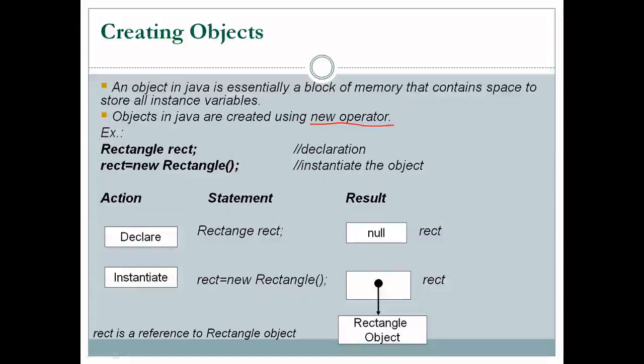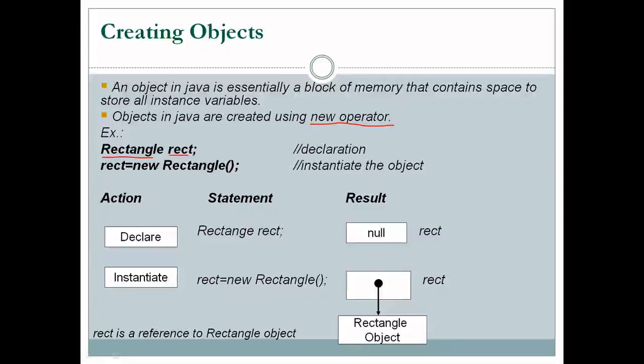Here we have an example of how an object can be created in Java. The example is: Rectangle rect; This is a declaration of an object, which is almost similar to a declaration of a variable. Rectangle is our type and rect is our variable, or in Java we call it an object, and Rectangle is a class.